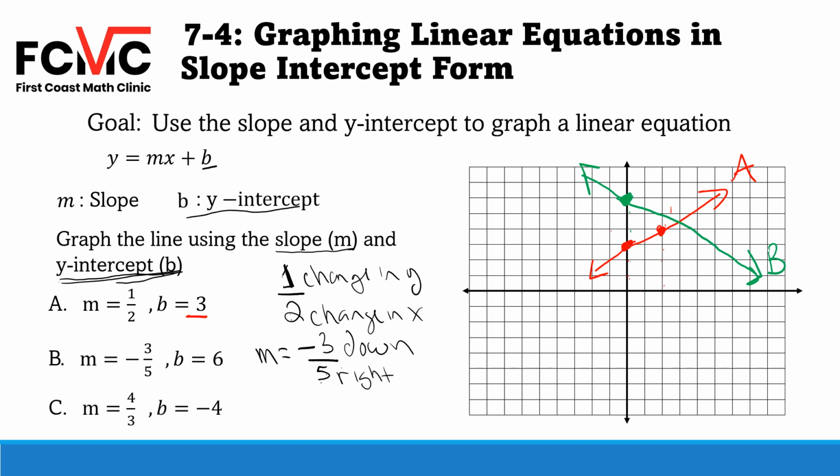And then line C. Our b value is negative 4, so now we're going to start at negative 4. 1, 2, 3, 4. So negative 4 is right here. Our value for m is 4/3, so we're going to go up 4. Our change in y is positive 4, and right 3. So starting at negative 4, go up 4, 1, 2, 3, 4. So up 4, then right 3, 1, 2, 3. Connect these two points.